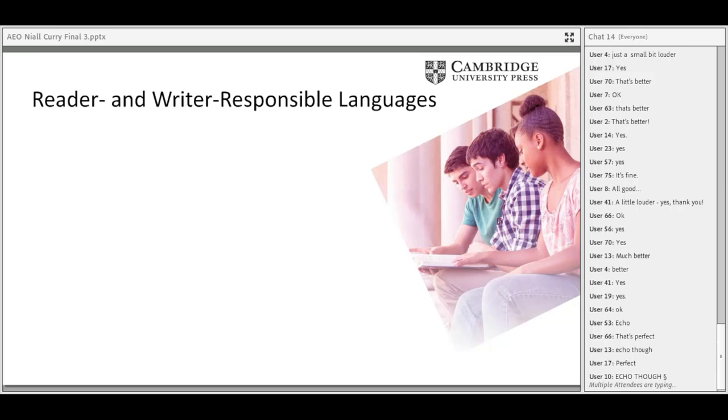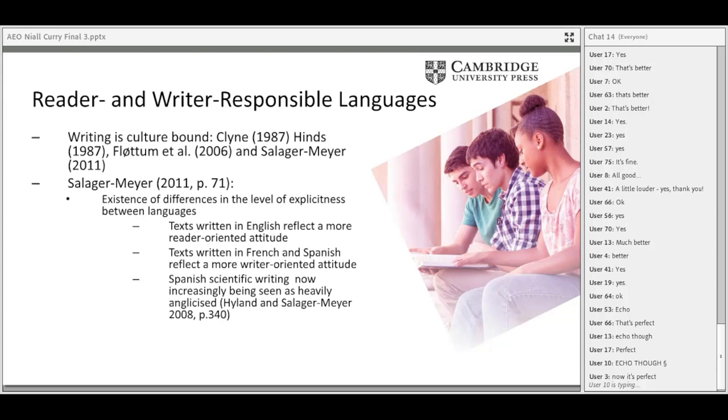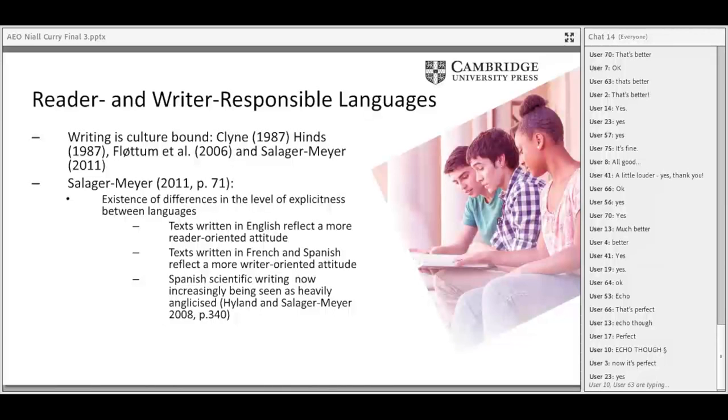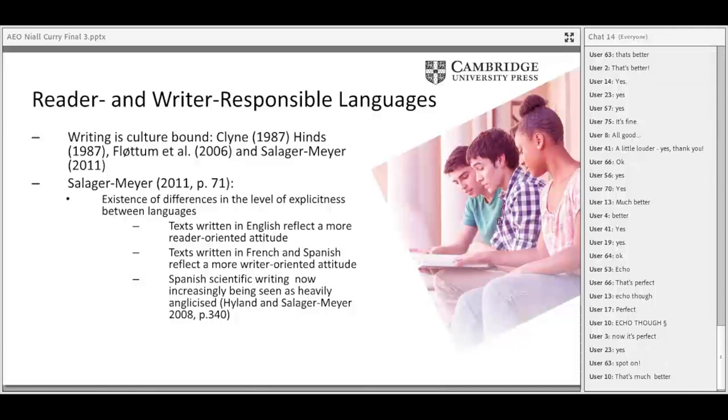For this project, what we're looking at is the area surrounding reader-responsible and writer-responsible languages. I'm not necessarily sure if this is something that you're familiar with, but it's quite a simple idea surrounding what languages are. The idea of reader- and writer-responsible languages is that languages are culturally bound, and so some languages might tend to focus more on the reader and some languages tend to focus more on the writer. If a language is reader responsible, it's the reader's job to try and figure out the text, whereas in writer responsible languages, it's the writer's job to try and figure out the text.